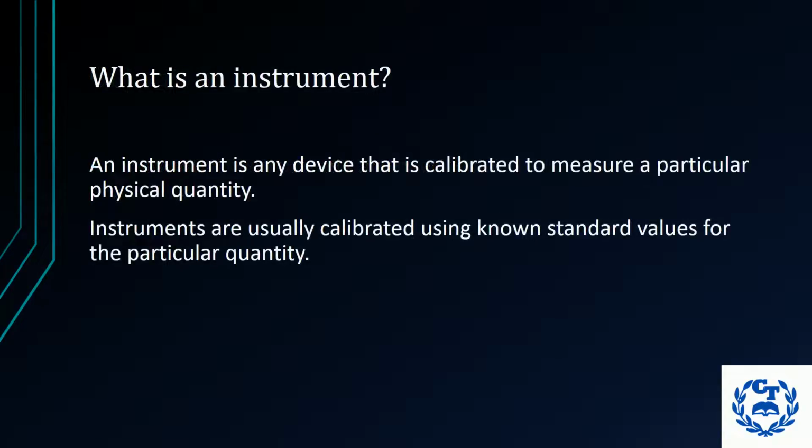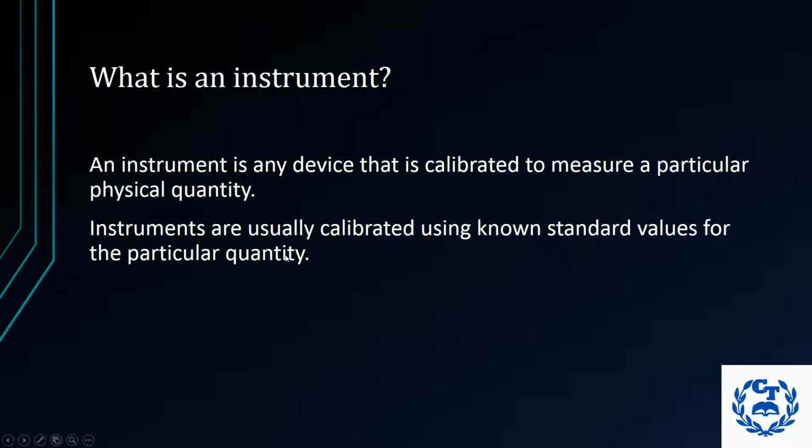First off, what is an instrument? An instrument is any device that is calibrated to measure a particular physical quantity. And when you say that an instrument is calibrated, we do this by simply having known standard values for the particular quantity. For example, when we look at temperature and we try to calibrate a thermometer, we calibrate the thermometer by using the freezing point and the boiling point of pure water. And that is 0 degrees and 100 degrees respectively.